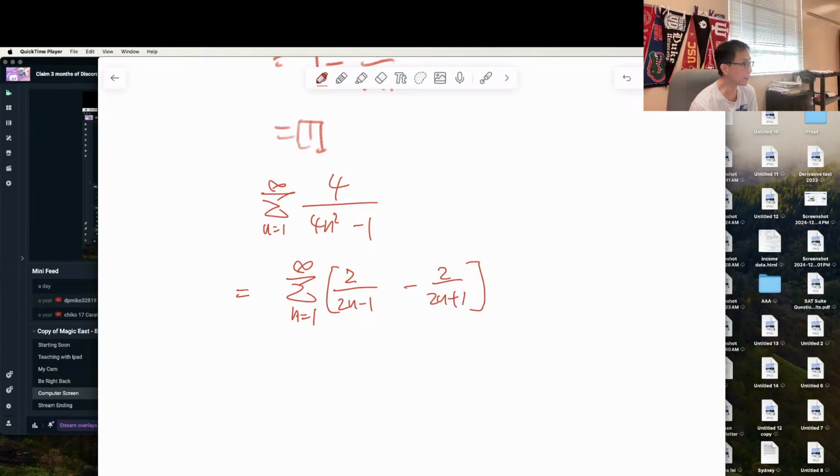You guys already forgot how to do partial fractions? Huh? You didn't know how to factor? Do you guys remember how to do partial fraction? Yeah. Okay, 4 over 2n plus 1 and 2n minus 1. And Aiden just told me he didn't know how to factor.